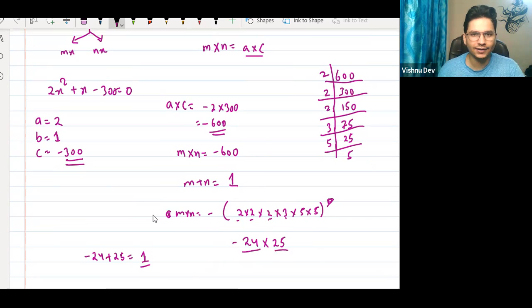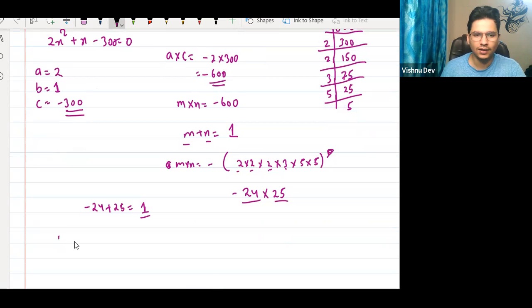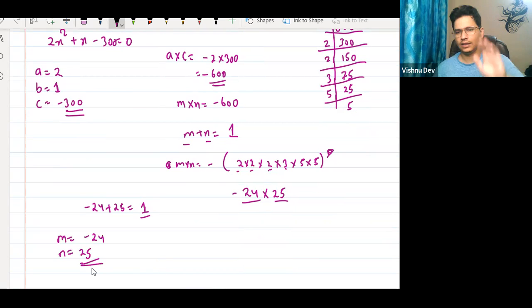What should be m? What should be n? m is minus 24, n is 25. So can I say m is equal to minus 24 and n is equal to 25? Everyone, just raise your hand. Did you get this? Nabil, Arav, Kavya, Dipti, Madhur, everyone.